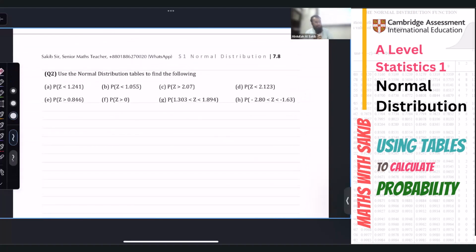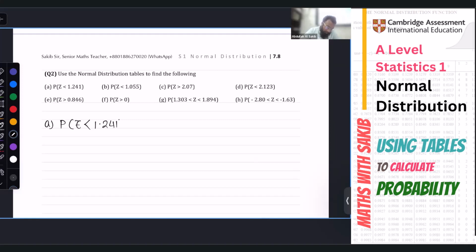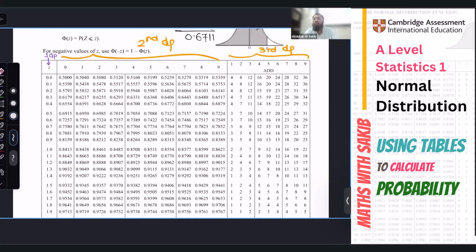Now, using our table, we'll try to find the probabilities of certain values. So, probability of Z is less than 1.241. Always remember, less than means phi. So, phi of 1.241. You have to find the area up to 1.241. Is it clear, Baba? No, it will not be phi at that time. We'll see it differently.